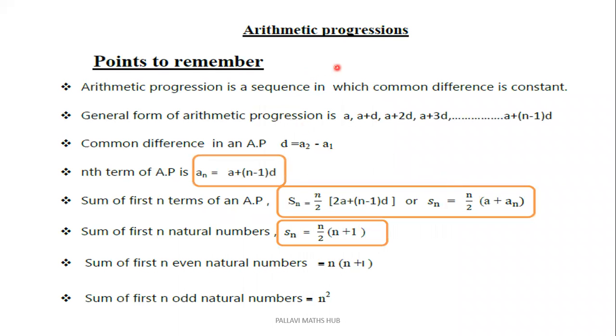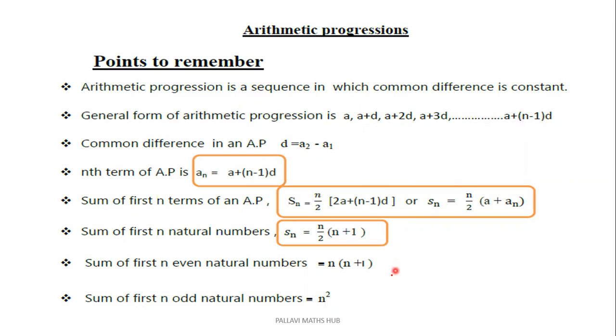First chapter is arithmetic progression. What is the meaning of arithmetic progression? Arithmetic progression is a sequence in which the common difference is constant. If the common difference is constant, then we can say the terms belong to an arithmetic progression. The general form is a, a plus d, a plus 2d, a plus 3d, continuing up to a plus (n minus 1) into d. First term is a, second term is a plus d, third term is a plus 2d, and the last term is a plus (n minus 1) into d.